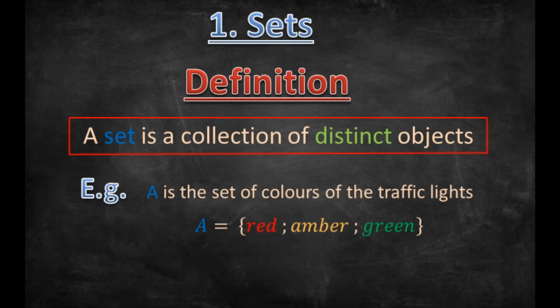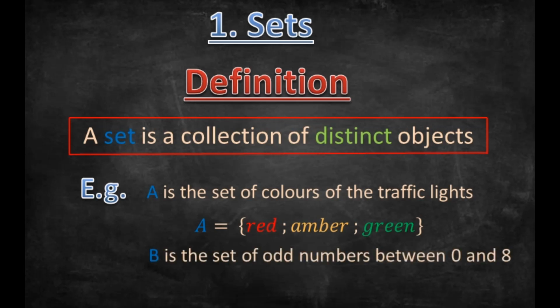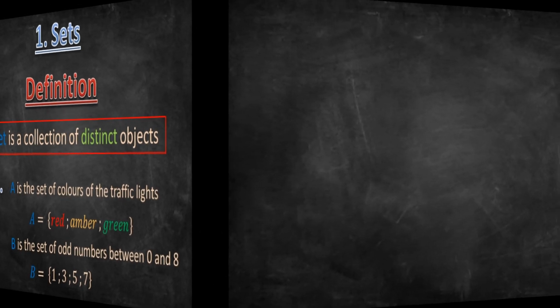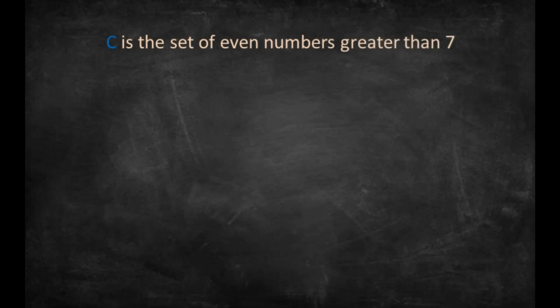Another example is B is a set of odd numbers between 0 and 8. So B will consist of the numbers 1, 3, 5, and 7. It's not always possible to list all the objects in a set. Let's say C is a set of even numbers greater than 7. There are many even numbers greater than 7. So we list only the first 3 numbers, in other words 8, 10 and 12, and then we use dots to show that the set continues.